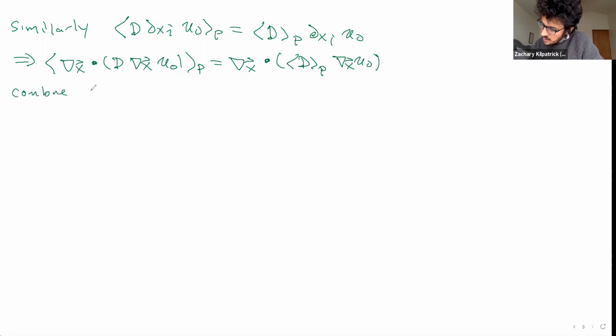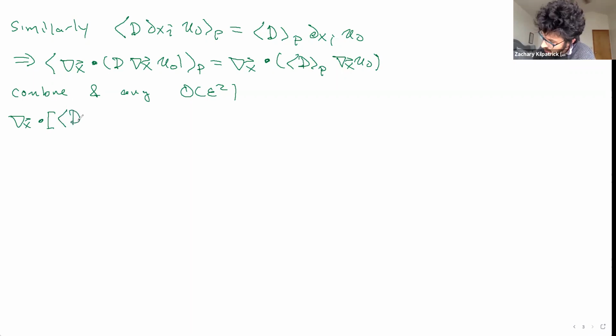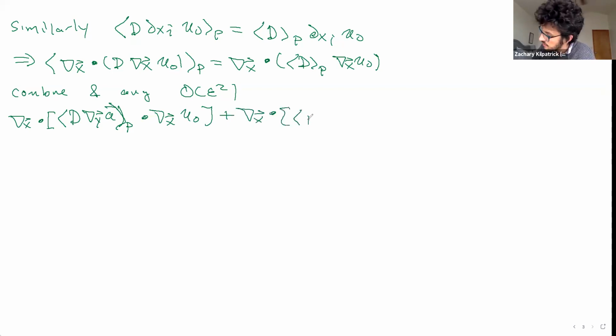So now if we combine and we average our order epsilon squared equation, what we get is the divergence over x of the average of, sorry, gradient with respect to y of a, averaged over p dotted with gradient of x u0, plus the gradient with respect to x of average of dp gradient of x u0, and this is equal to f of x because that doesn't depend on y at all either, okay?